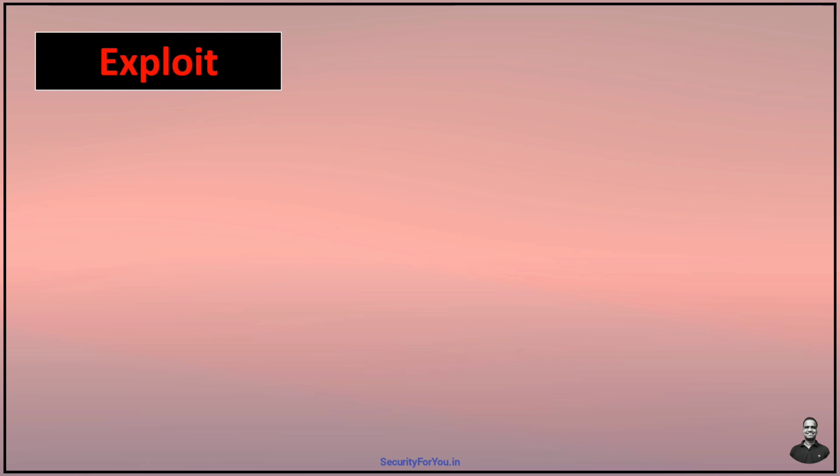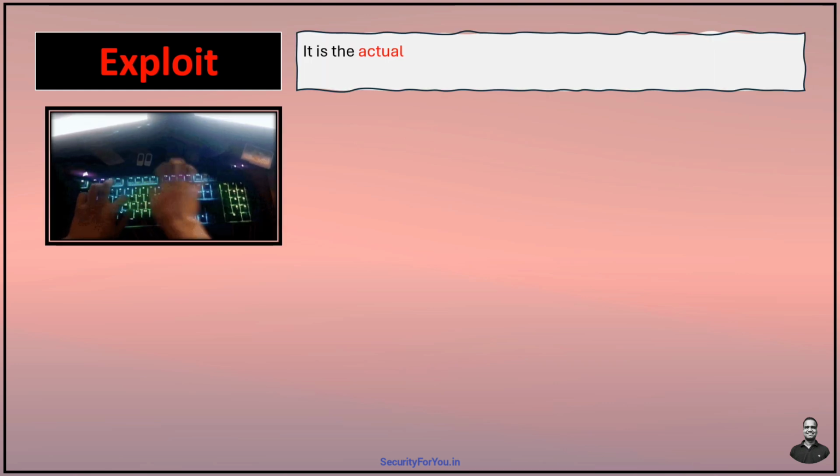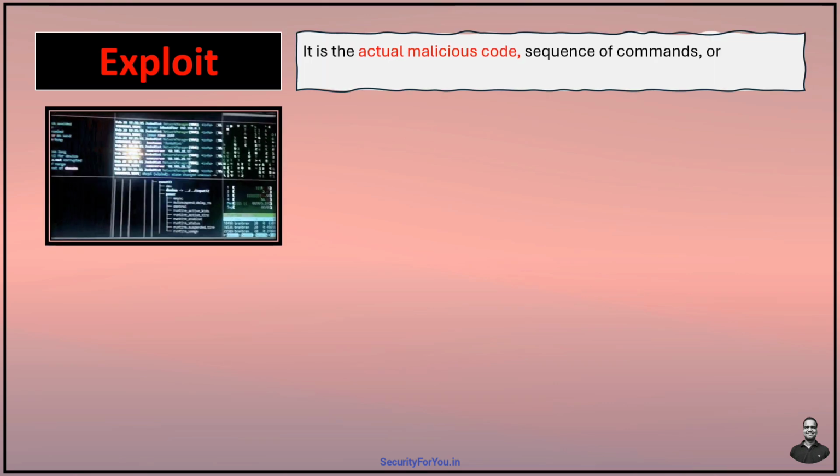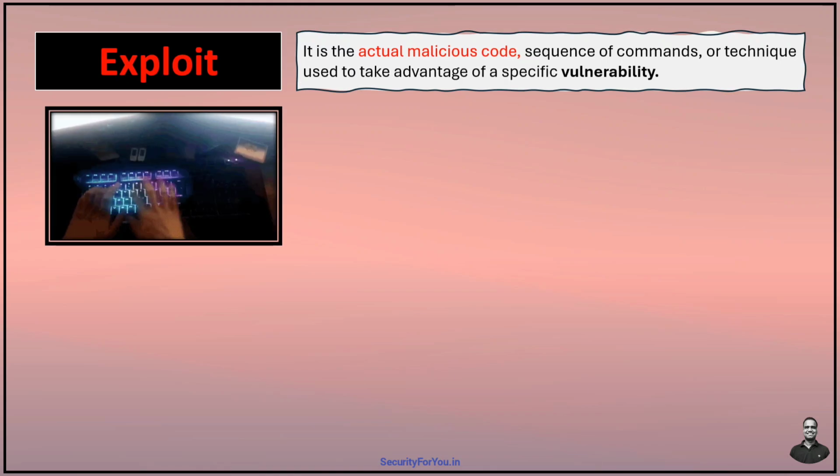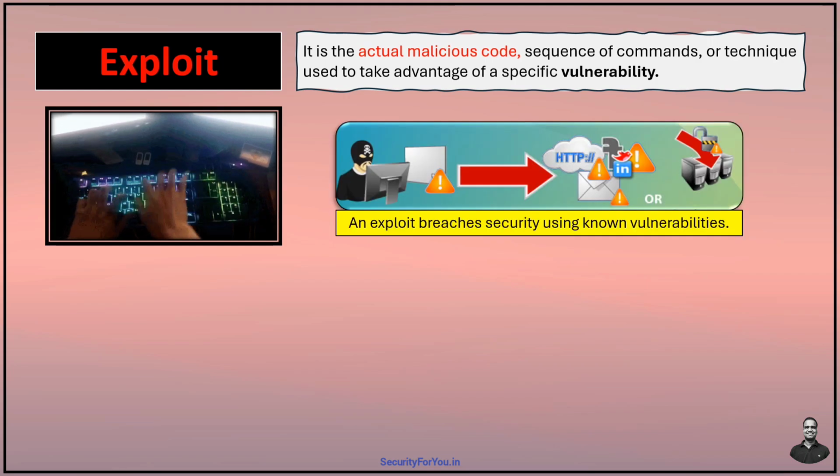While on the other hand, an exploit is the actual malicious code, sequence of commands, or technique used to take advantage of a specific vulnerability. It's the how in compromising a system. In other words, an exploit is the method or tool that an attacker uses to breach the security of the system by leveraging a known vulnerability.